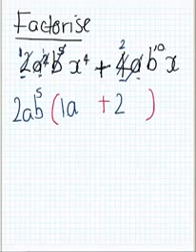And now on this side, 10 take away 5 is just 5. So on this side, I have B to the power of 5. And my B is now taken care of.